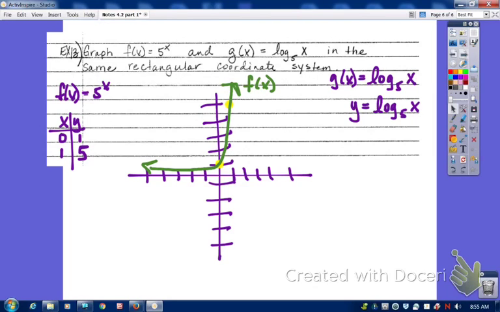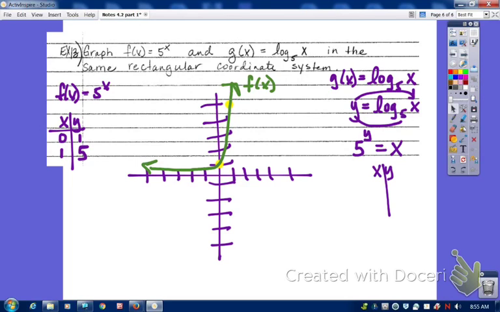So let's do the spiral technique. Our base would be 5. Our exponent would be y. And 5 to the y would be equal to x. Okay? Once we get into exponential form, then we'll make a t-chart.